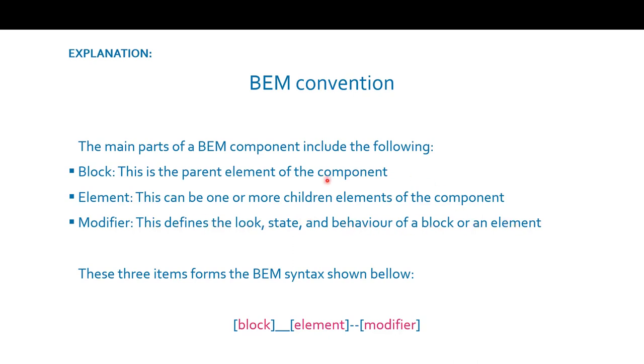So the key components of the BEM convention are the block, the element, and the modifier. And these three items form the BEM syntax shown below. So you specify the block, you specify the element, followed by the modifier. Sometimes you can have only the block. Sometimes you can have the block and the element only. Sometimes you can have the block and the modifier. Every element must have a block. That's one thing you should know. You can't have an element without a block, because your element must be within your block.